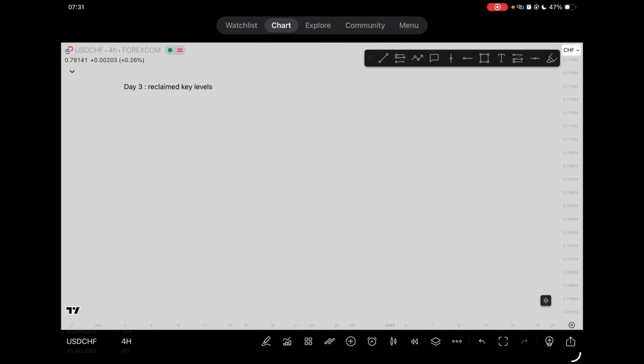So today we'll be talking about reclaimed key levels. Many of us know about reclaimed order block, reclaimed FVG, and so on and so forth. But today we'll be talking about reclaimed key levels. And it is not all reclaimed key levels we are going to be treating. There's something called weak reclaimed key levels. You understand? So let's go straight into it.